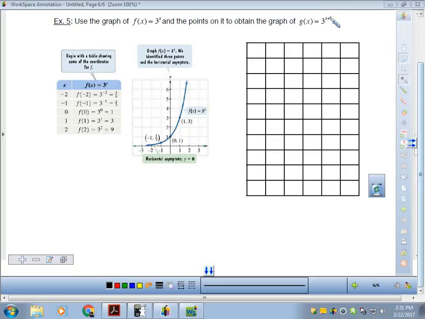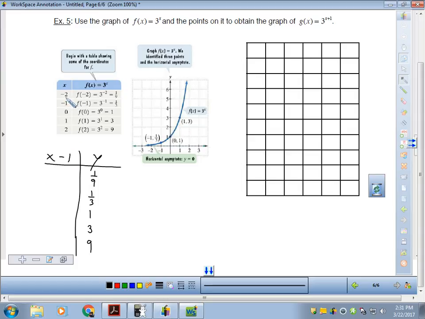Now, since that plus 1 is up in the exponent, it affects the x. But it does it in an opposite operation. So what we're going to do is we're going to do x minus 1. But we'll leave the y values alone. We won't do anything to those. So we'll still have a y value of 1/9, 1/3, 1, 3, and 9. All we got to do is change the x's. And so on the x's, we're going to subtract 1.